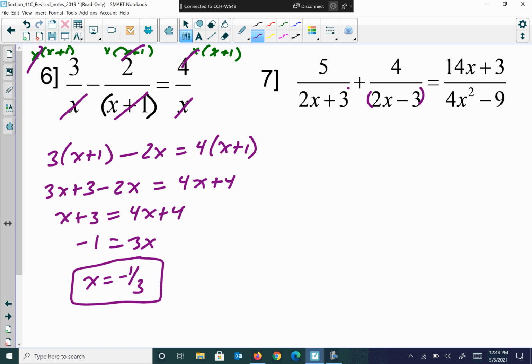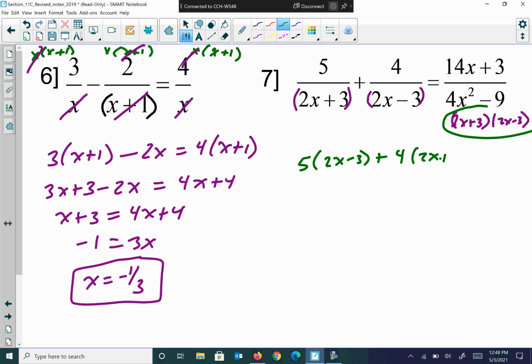Let's see, these are already factored. This factors to 2x plus 3 and 2x minus 3 because it's difference of 2 squares. I'm going to multiply everything by this. Let's see if you can follow my work. Let's see if I can do my work correctly. Do you agree with my work?